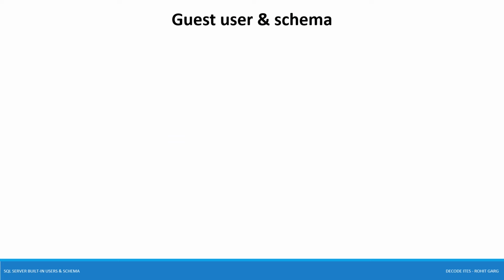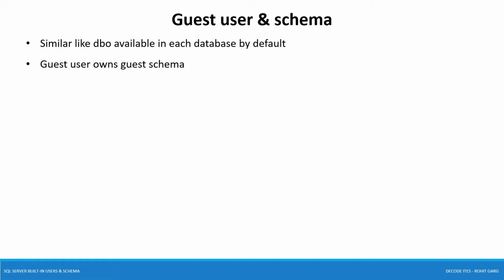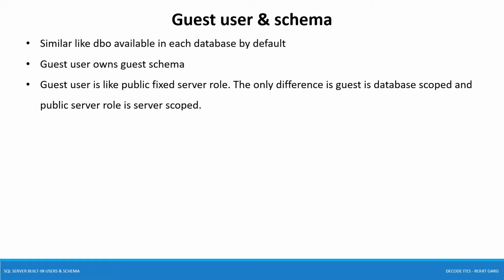Next is guest user and schema. Similar to DBO, it is available in each database by default. Guest user owns the guest schema. Guest user is like the public fixed server role. The only difference is that guest is database scope and the public server role is server scope.